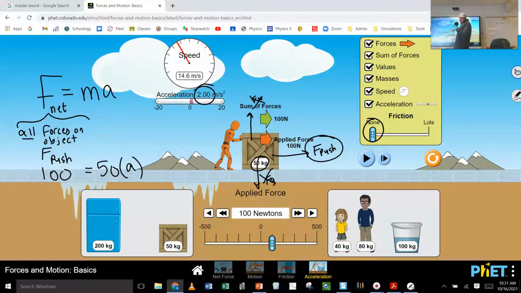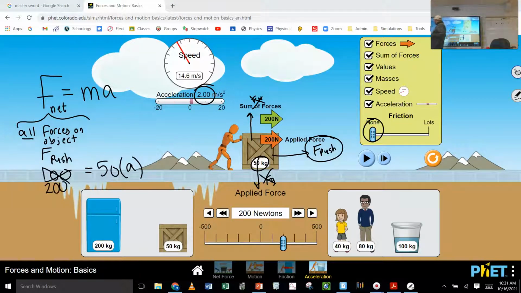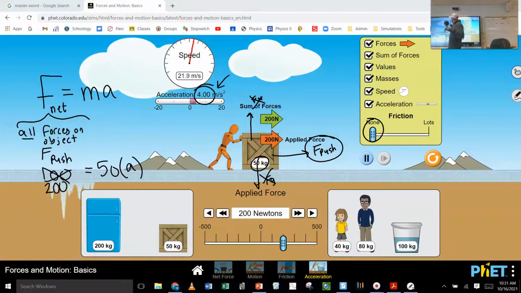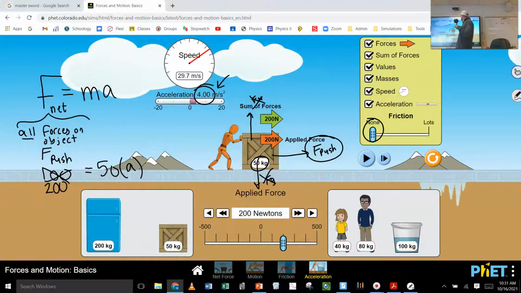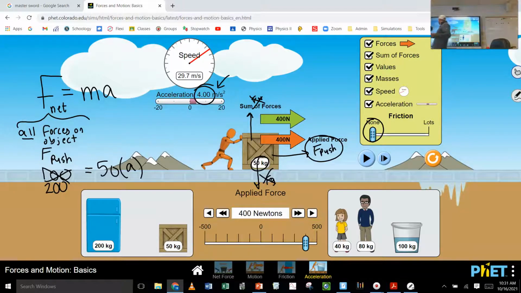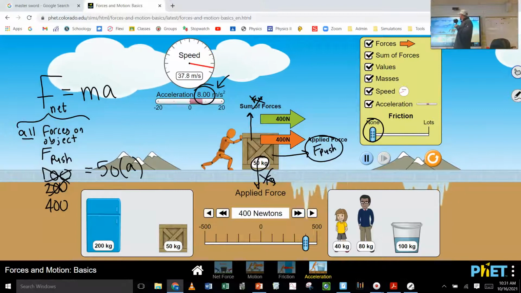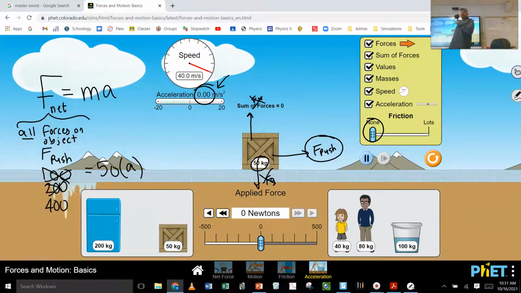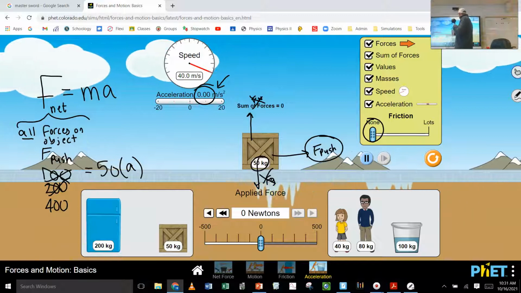If I increase my push to 200 newtons, 200 divided by 50 is 4. And you'll see that this went to 4. Now, if I increase this to 300, maybe even 400, my acceleration is going to be equal to 400 divided by 50, which is 8. And then I can't run that fast. And now look what happens.